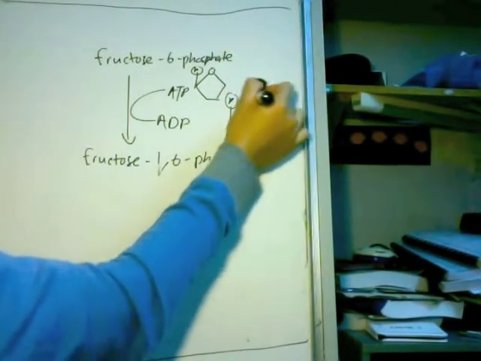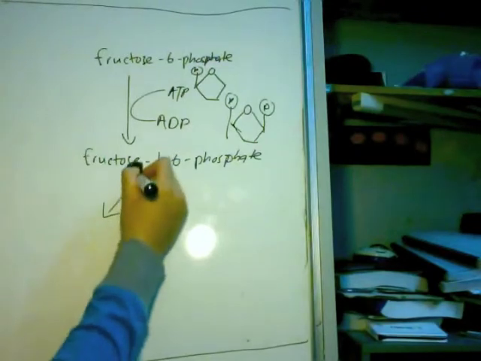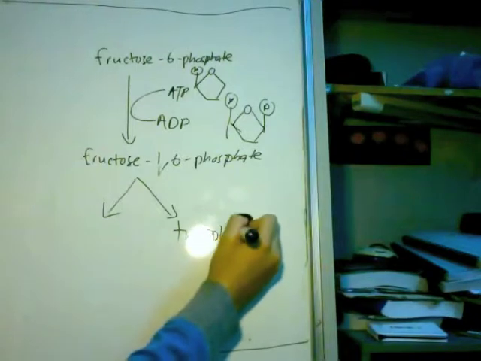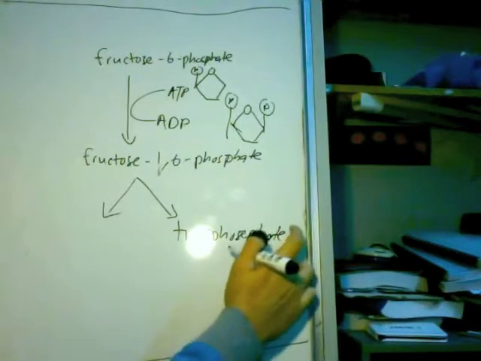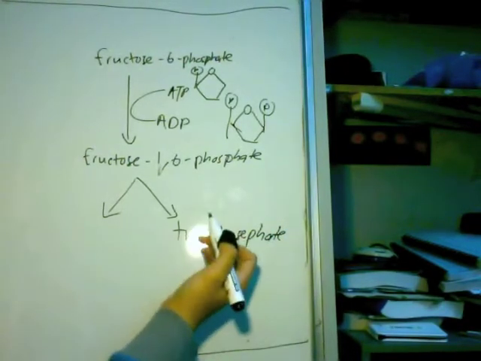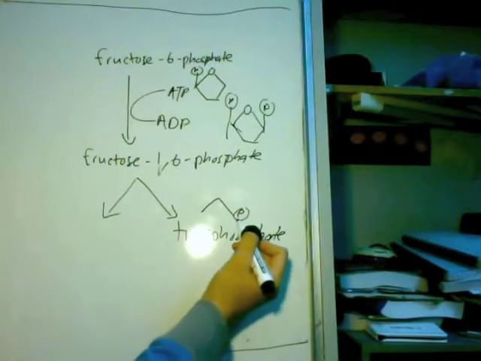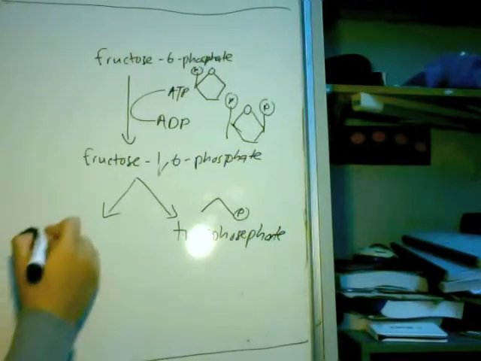See? I have 2 phosphates in the fructose, but this molecule isn't really stable. So what happens is it splits into 2 triose phosphates. Which I suspect looks something like this. Now we've successfully broken down the glucose into 2 triose phosphates.